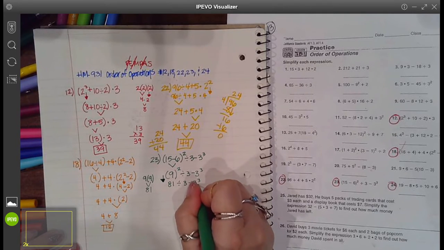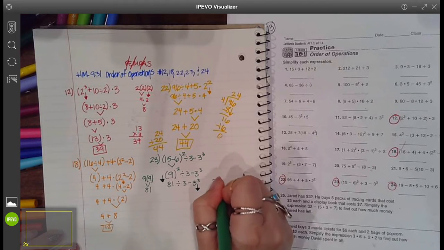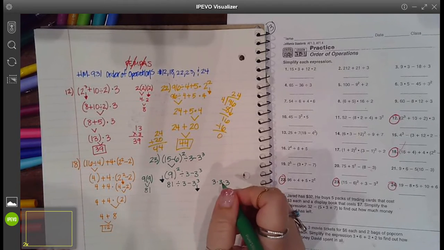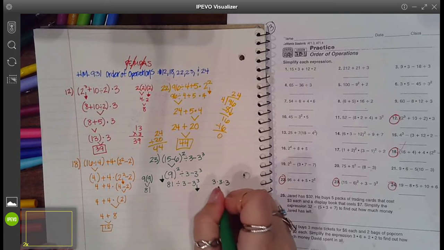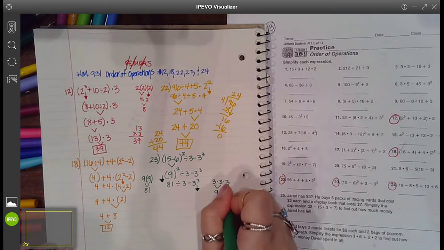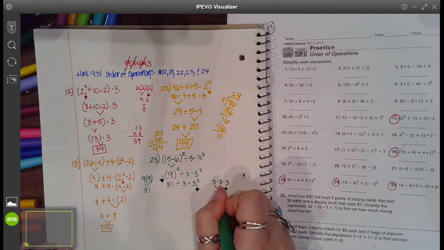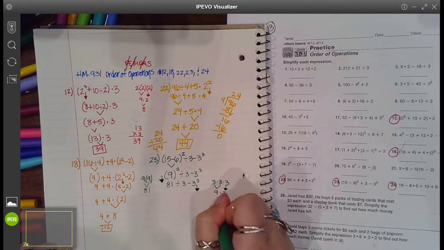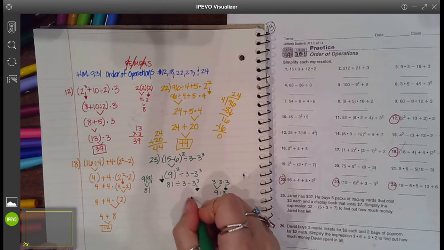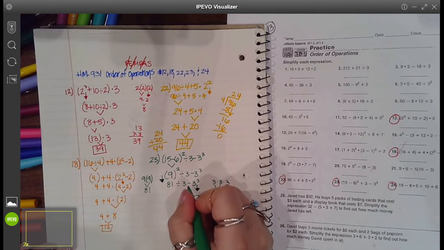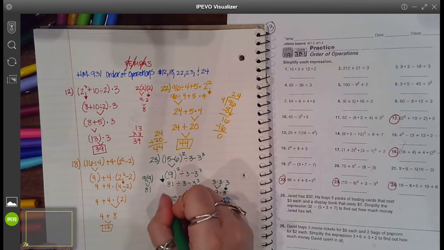Now I also need to take care of this exponent. This is 3 times itself 3 times. So 3 times 3 times 3. 3 times 3 is 9. Bring down that 3. And 9 times 3 is 27. So 3 to the third power is 27. Bring down that minus, bring down that 3, divided by an 81.